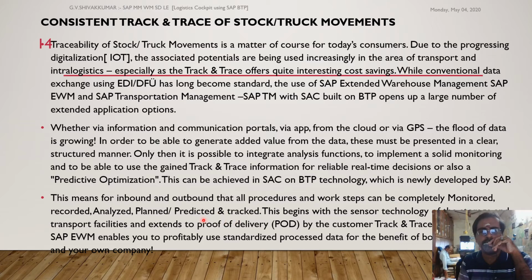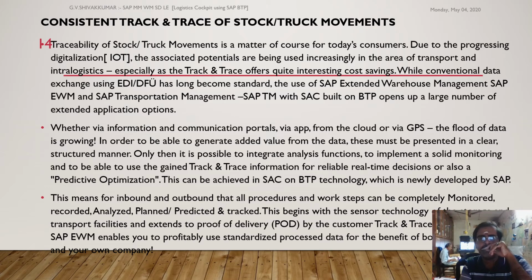These are the important sequence of operations to be done on data. Finally, tracked. This begins with the sensor technology of storage and transport facilities and extends to the proof of delivery, POD, sent by the end customer. Okay, by the customer, right? By the customer. Track and trace using SAP TM and SAP EWM enables you to profitably use the standardized process data for the benefit of your customer and your company.